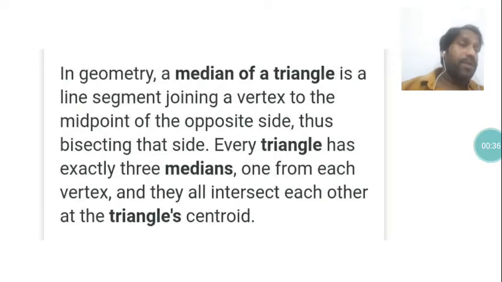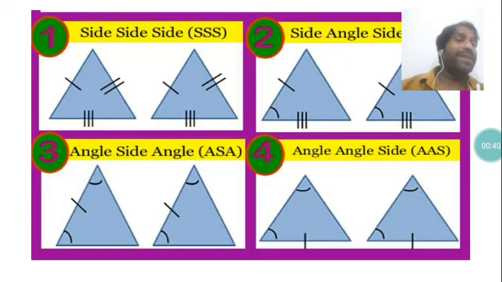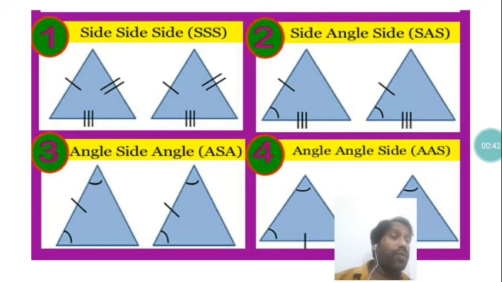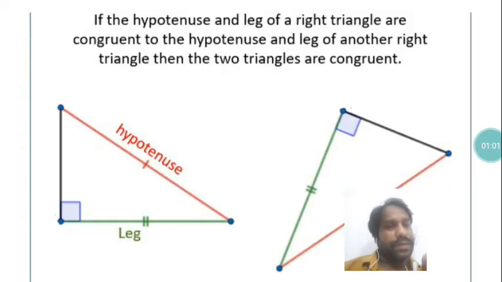We have discussed medians of a triangle in congruency. We have used equilateral triangles. We have used these main 4 rules. Okay, one more rule is there. We have used number 1 side, number 2 side angle side, number 3 angle side angle, number 4 angle side. These all rules we have discussed in the classrooms. We have proved also by the theorems how this can be proved. Then we have used this RHS.